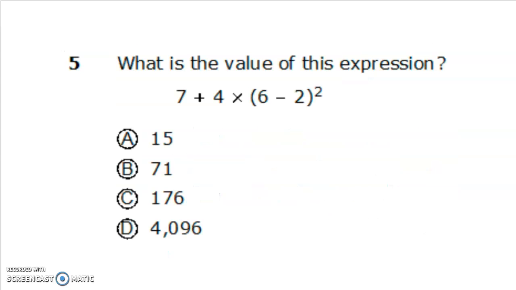Number 5. What is the value of this expression? 7 plus 4 times 6 minus 2 squared. A. 15. B. 71. C. 176. D. 4096.